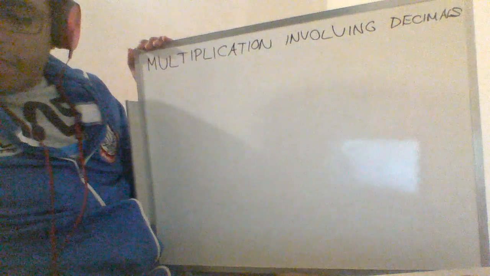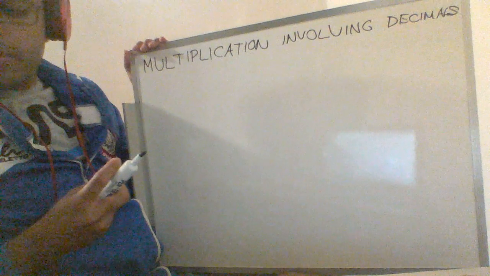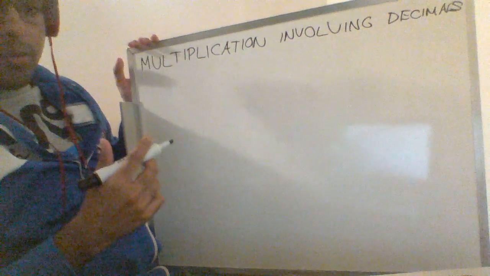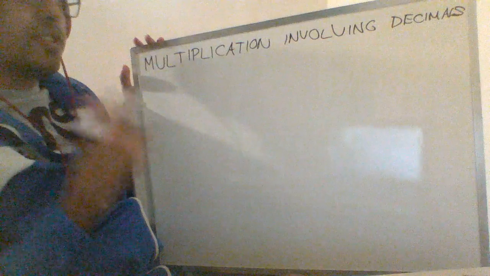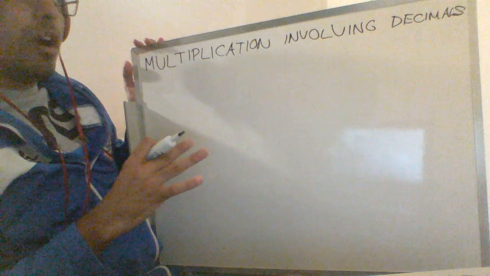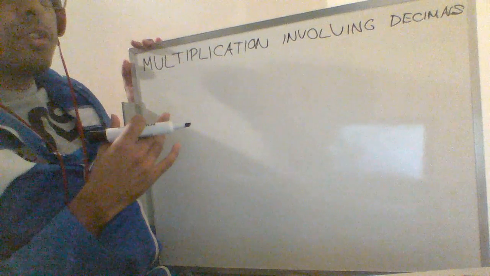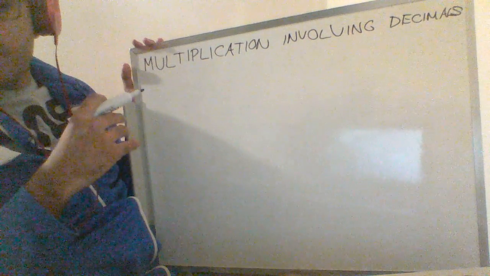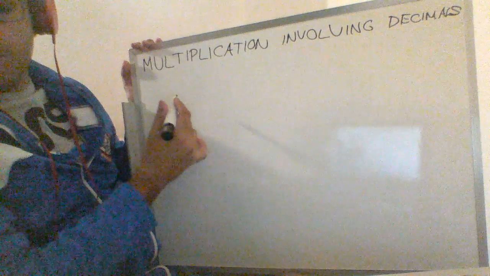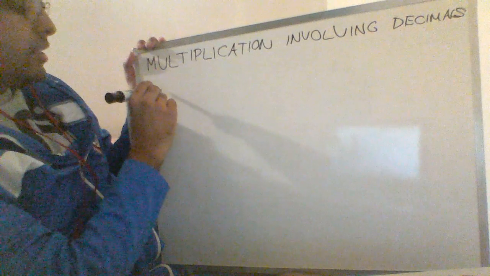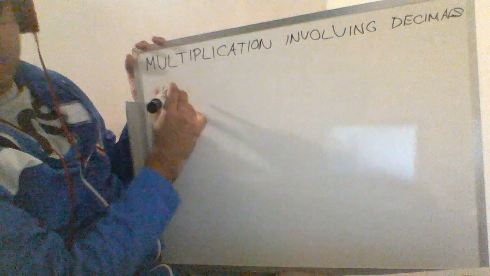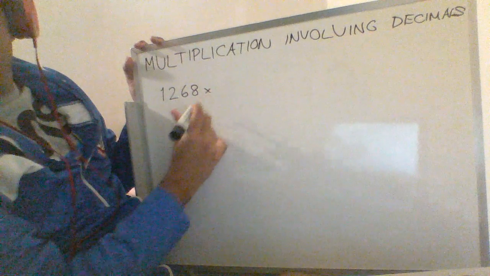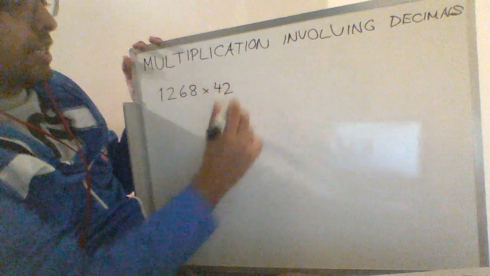So what I'm going to do is I'm going to do one problem and show you that the answer actually works with or without the decimal point. So we're going to do the same problem twice, and we're just going to change where the decimal point goes. In one of them we'll have the decimal point and in one of them we won't. So let's say we were doing 1,268 times 42.